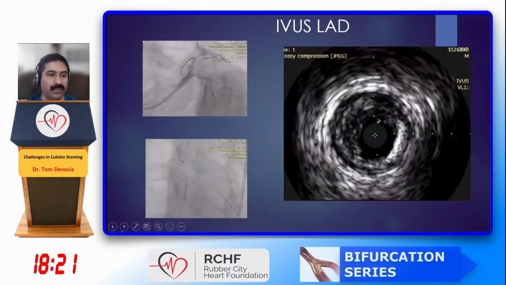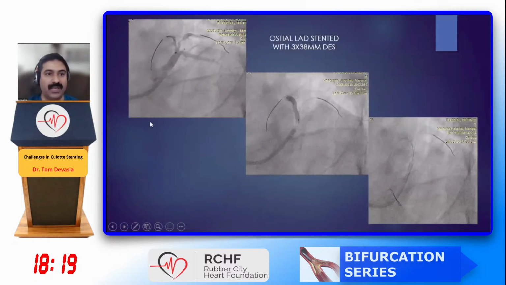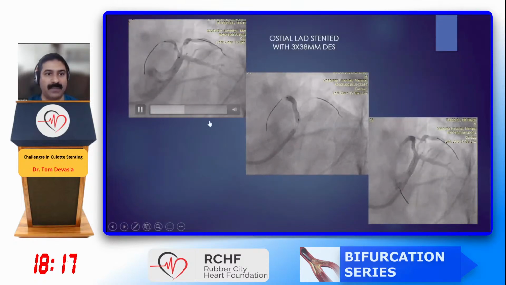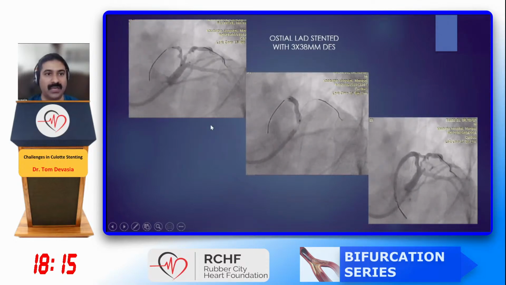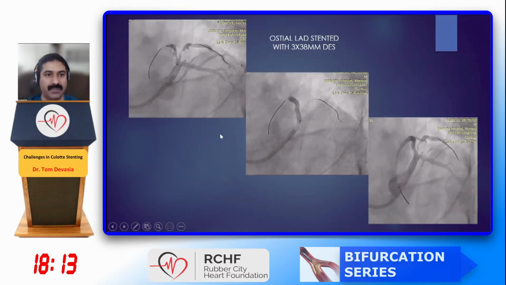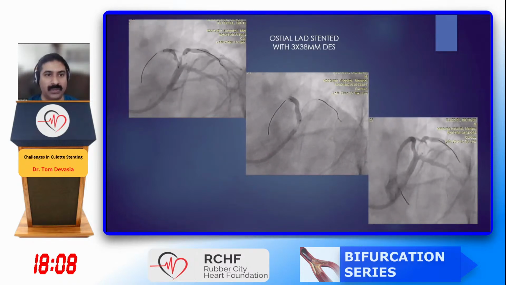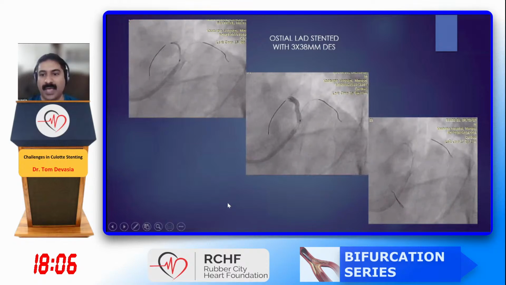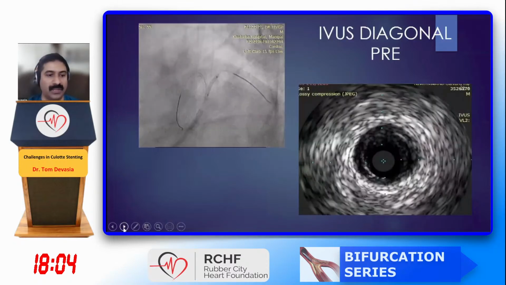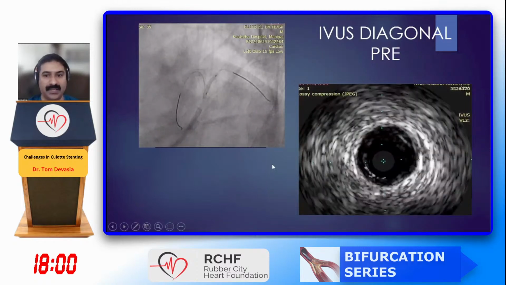So we proceeded with the stenting of the LAD first. From the ostium, we decided to stent because of the large size discrepancy between left main and LAD. The stent was not moving too much. We could position well, and then the flow was good. Then we recrossed to the diagonal side and then pre-dilated the stent struts.